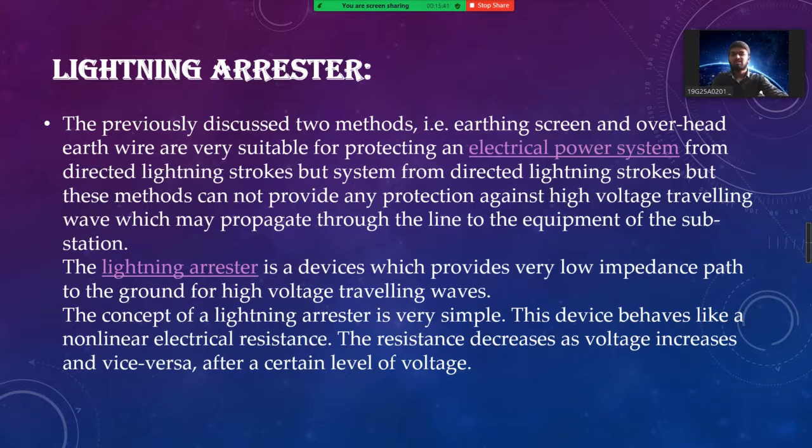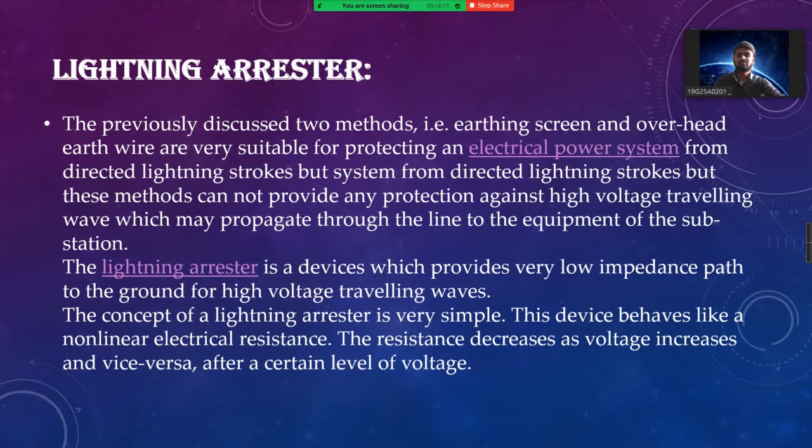The lightning arrestor is a device which provides a very low impedance path to the ground for high voltage traveling waves. So it also protects from lightning.